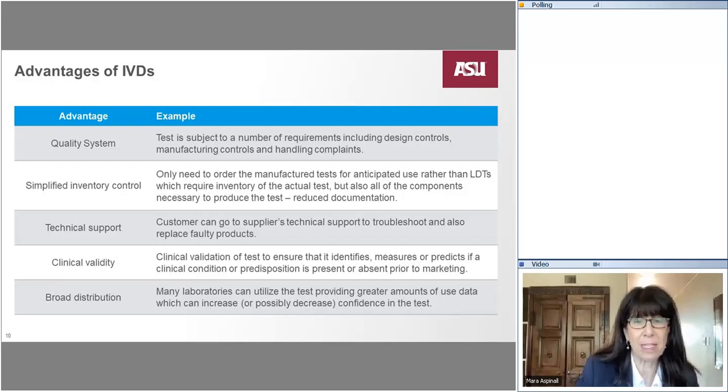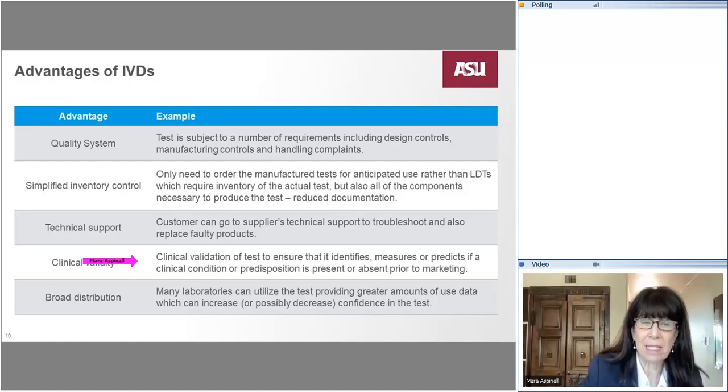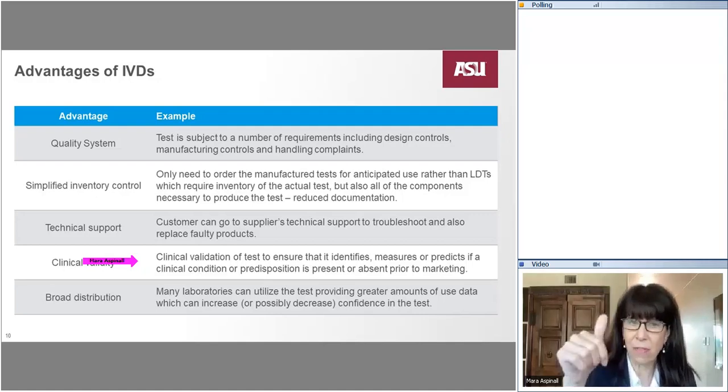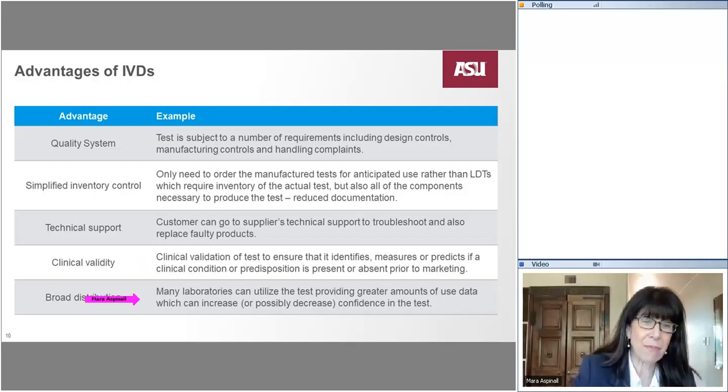Technical support. This is critical. The experienced laboratorians know there's always going to be problems. So with an IVD, you can go to the manufacturer to troubleshoot. We then have clinical validity. The clinical validation of the test is key and required by the FDA to ensure that it identifies, measures, and predicts the clinical condition prior to marketing. And then lastly, as a manufacturer, you get broad distribution and it gets out to all the labs.